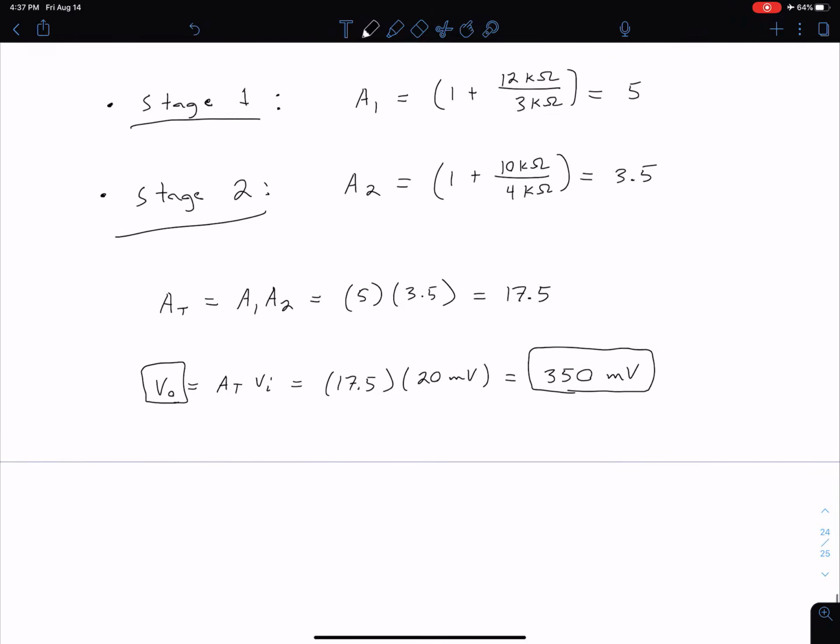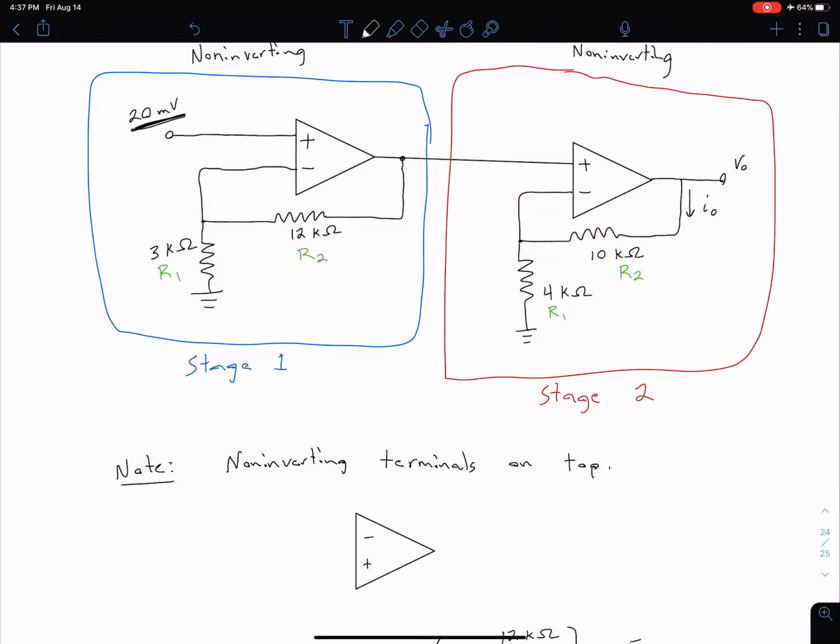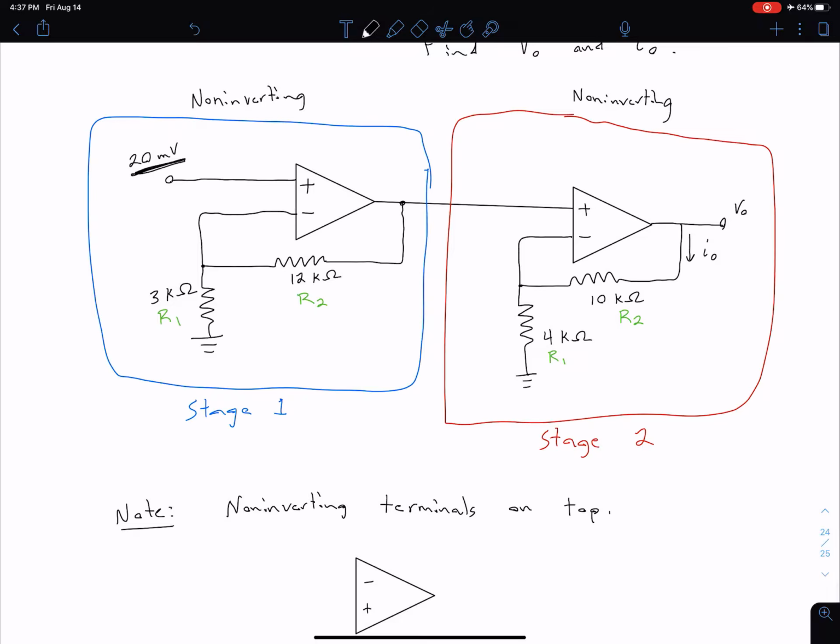Okay, so that's half of our answer. We also wanted to know our current I out. In this case, we do not have a load resistor, and so what that means is we're going to have zero current going this way because it's an open circuit. We're going to have this I naught going through our 10K ohm resistor. Once it gets to this point here, we have zero current going in this direction because we have zero current into an ideal op amp, which means the full value of I naught is flowing through this 4K resistor to ground. So we basically have I naught going through 10K and 4K in series, or 14K.